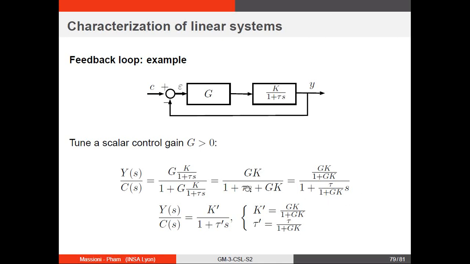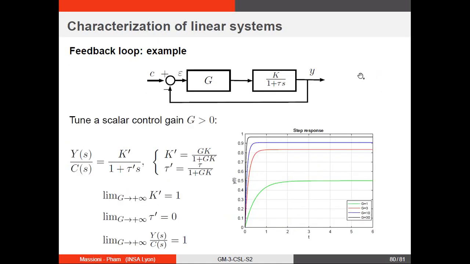And then we can simplify this by simplifying the denominators that appear in this fraction, and then we are left with this one. And then, as we said before, we like to put this into canonical form, so the scalar part that doesn't depend on S is 1 plus GK. We simplify, we factorize this 1 plus GK, and we are left with this one. And this is basically Y over C. It is still a first order system, but with different K and tau.